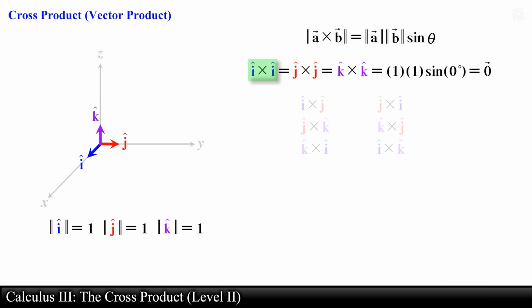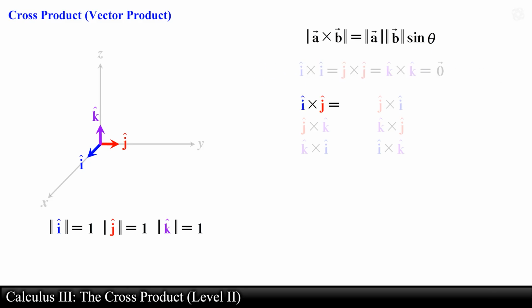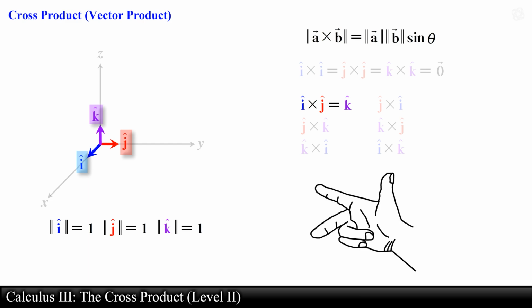So i hat cross i hat, j hat cross j hat, and k hat cross k hat will all be equal to the zero vector. Next, let's find the cross product between i hat and j hat. Since the cross product between two vectors in space produces a vector that is orthogonal to these two vectors, it follows that the cross product is equal to k hat, since this unit vector is orthogonal to i hat and j hat, and it is consistent with the right-hand rule.